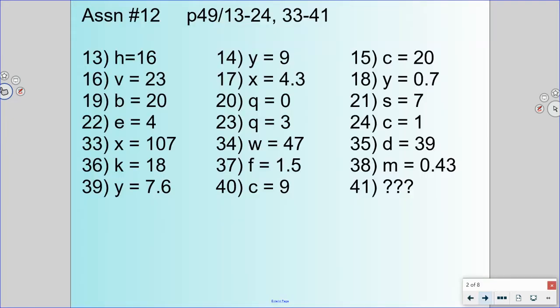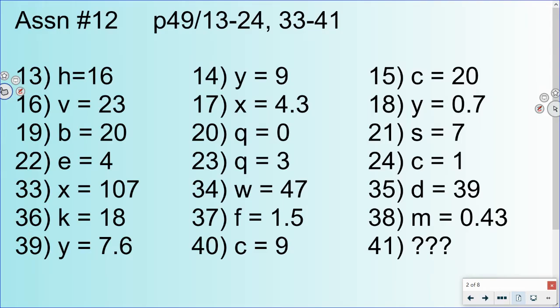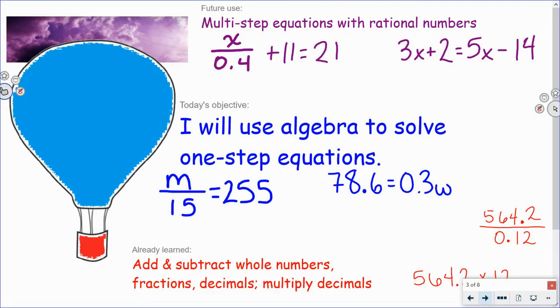Hey, if you need to check some homework answers, go ahead and check this for assignment number 12. Pause, come on back when you're ready. Make sure you bring some questions to me, folks. I don't really know what's going on with 41. I apologize, I didn't look at that. We will come back if you have any questions on that.